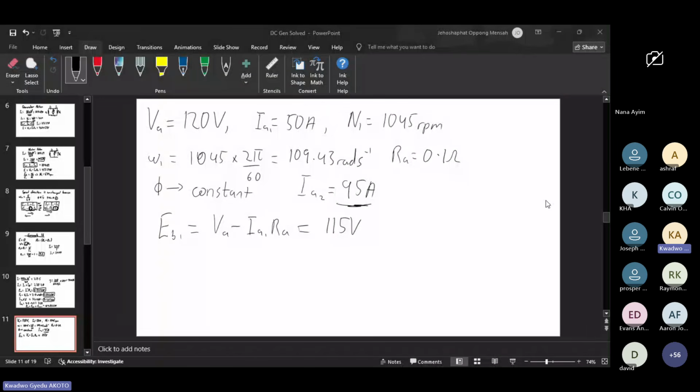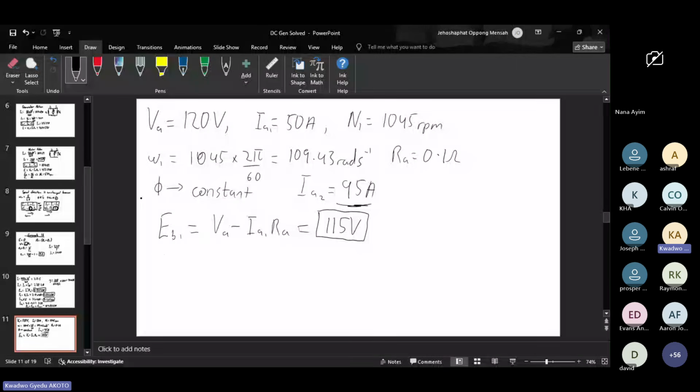That's what I was looking for. Just substitute everything in here and you get it, right? And then EB2, we know our terminal voltage is the same. Our armature current changes, and our RA is also the same. So we are going to get 110.5 volts for here, right? So at a constant phi, we know that E is equal to K phi omega M, right? Or since everything is constant, you can just use N instead, you get the same thing, right? If this and that are constant, you can relate these two.